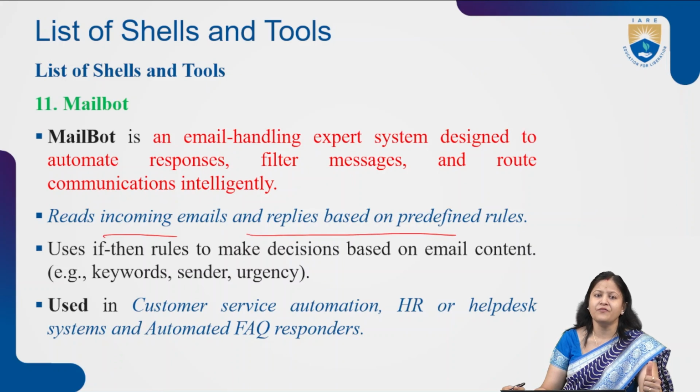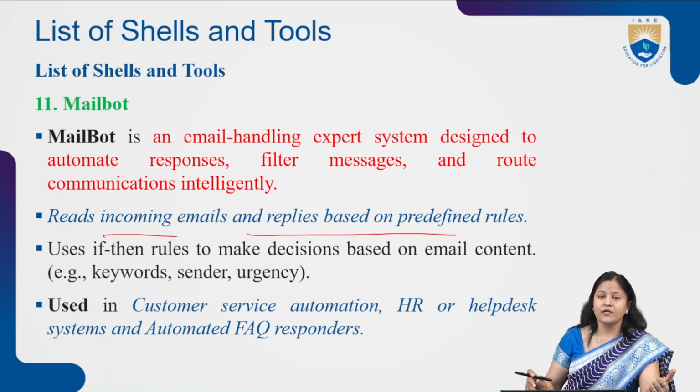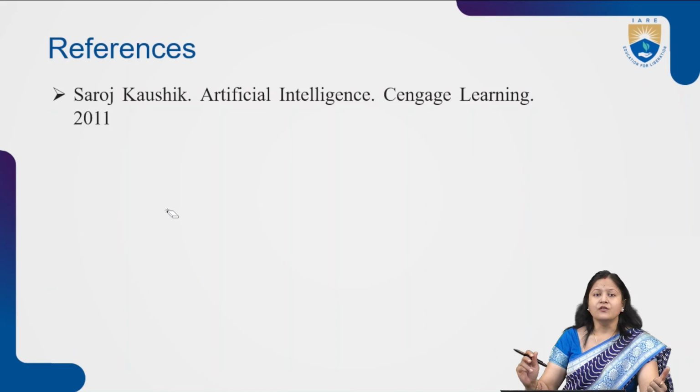It uses if-then rules to make decisions based on email content like the keyword, sender, or urgency. So based on these factors, it can produce responses. Especially it is used in customer service automation, HR or help desk systems, and automated frequently asked questions responders. So this is all about the list of cells and tools in expert systems.